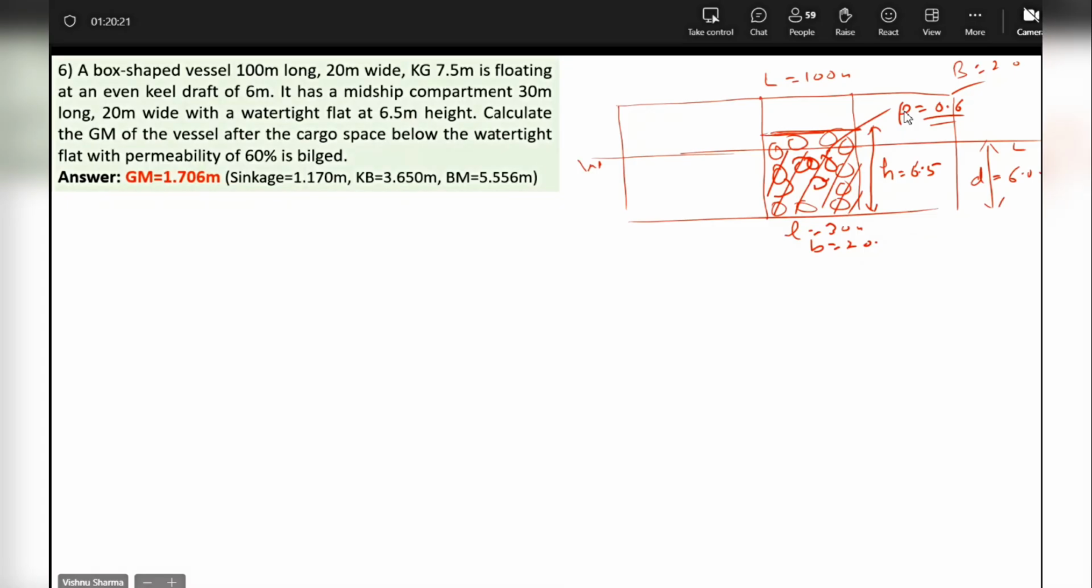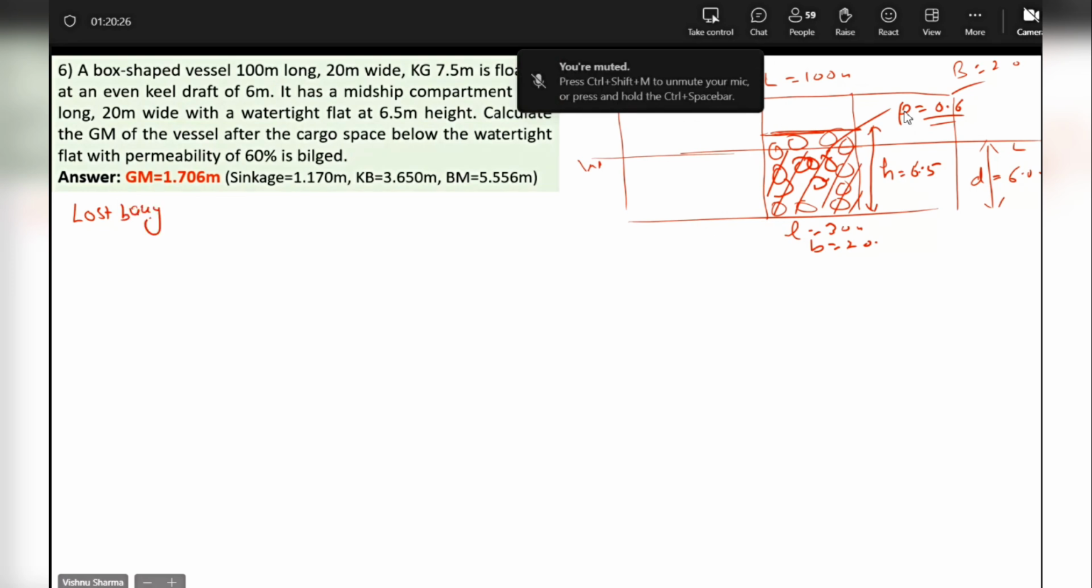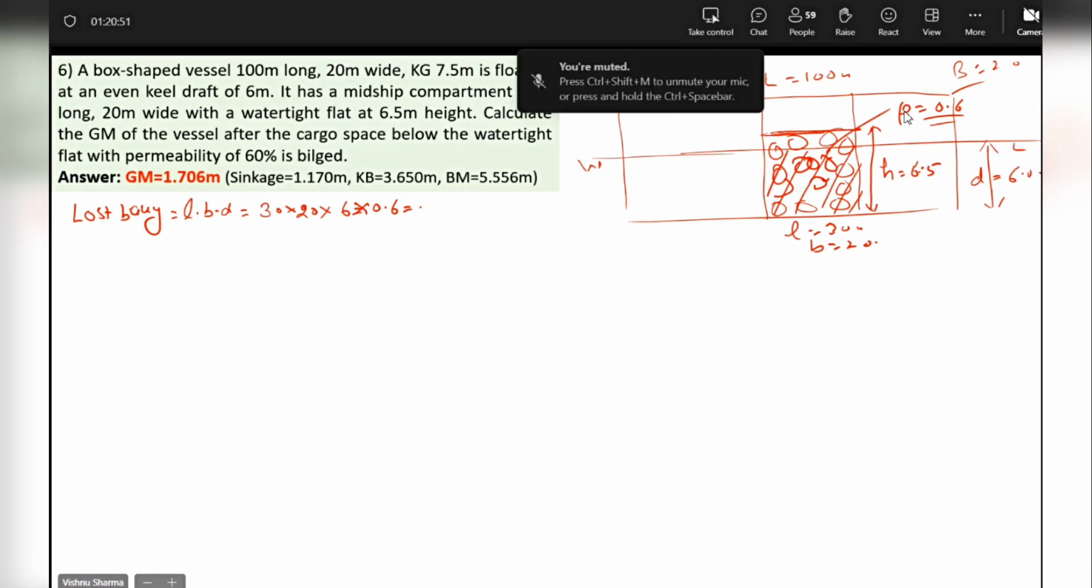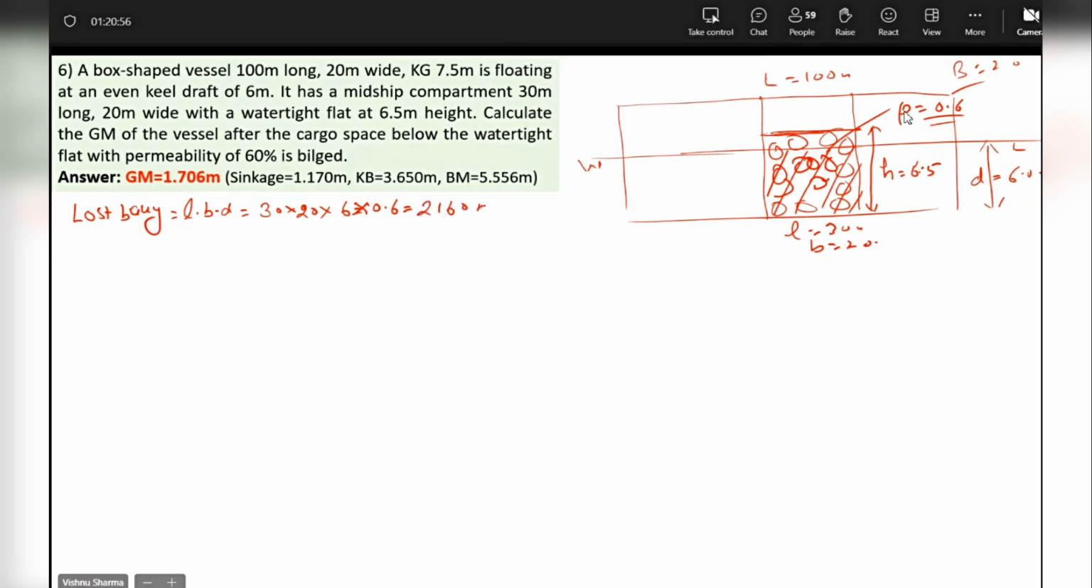Okay. Now, what is the lost buoyancy? Lost buoyancy is equal to, write like this, guys. Look at the diagram, and the diagram says it's L into B into D. Put the values 30 into 20 into 6. This is 120. 30 into 6 into 0.6. Sorry, my mistake, permeability. Yes, into 0.6, my mistake. So it came to 2160. Am I right? Yes, sir. 2160 cubic meters. So this is the first step, beta.